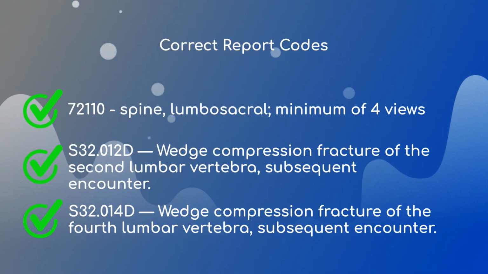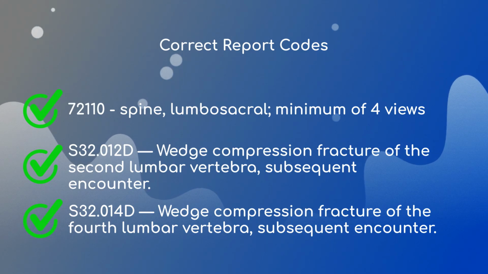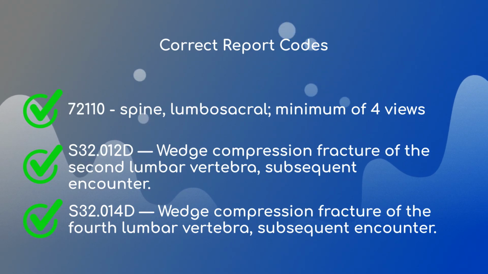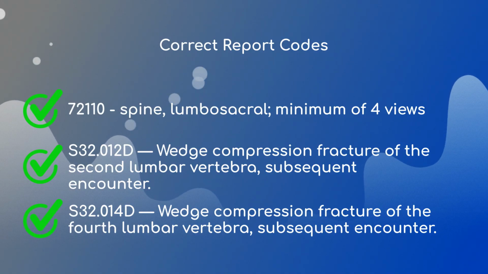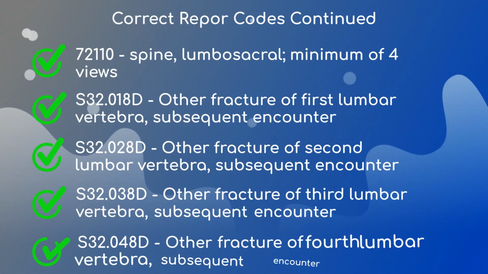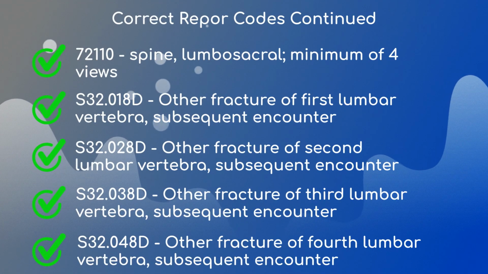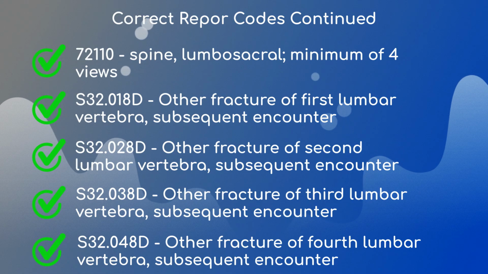Radiologic examination, spine, lumbosacral, minimum of 4 views. Wedge compression fracture of the second lumbar vertebra, subsequent encounter. Wedge compression fracture of the fourth lumbar vertebra, subsequent encounter. Other fracture of first lumbar vertebra. Other fracture of second lumbar vertebra, other fracture of third lumbar vertebra, other fracture of fourth lumbar vertebra, subsequent encounter for fracture with routine healing.